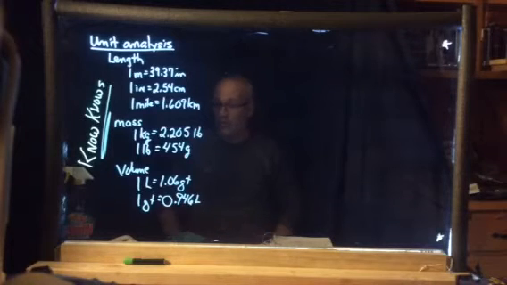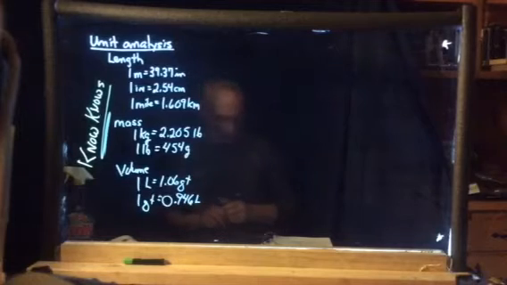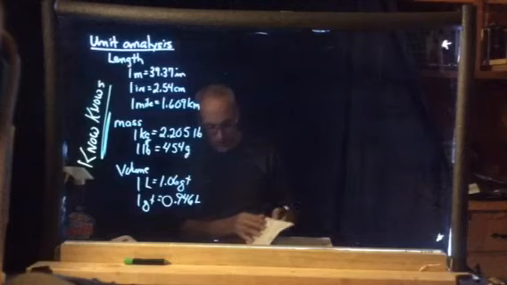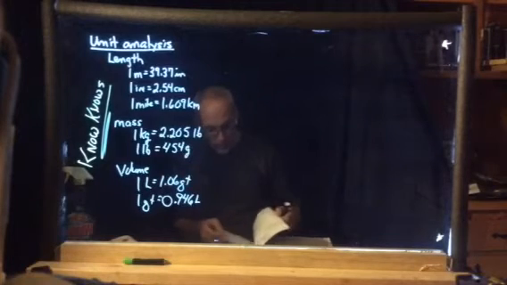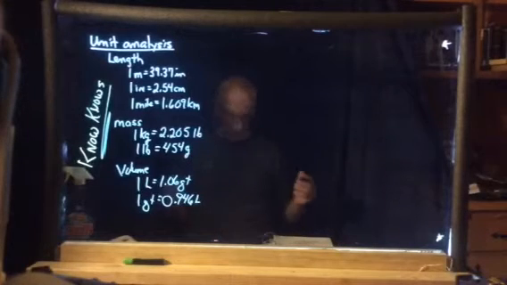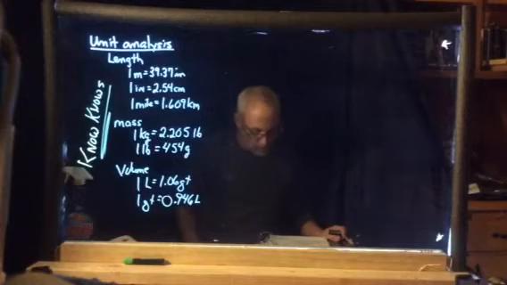For mass, 1 kilogram is 2.205 pounds, and 1 pound is 454 grams. For volume, you only really need to know one, but 1 liter is 1.06 quarts, or 1 quart is 0.946 liters. These are no-nos. I would put them in your repertoire, and I'm going to show you how to use them using unit analysis.